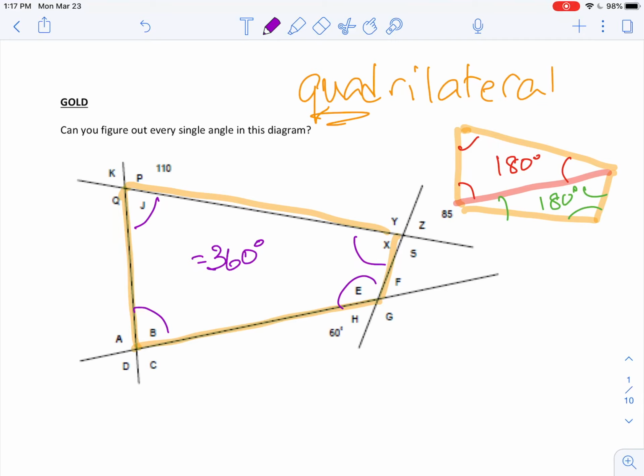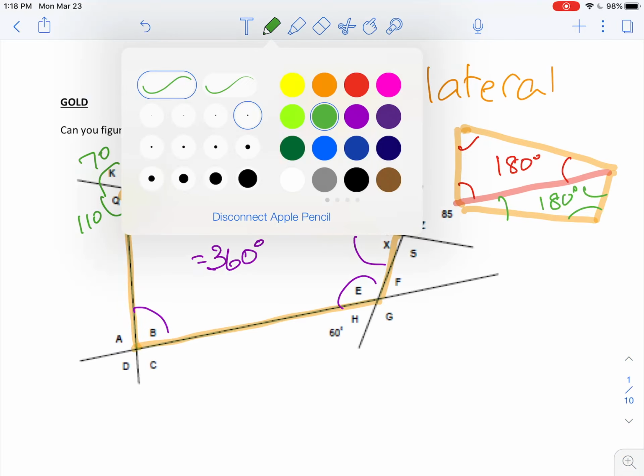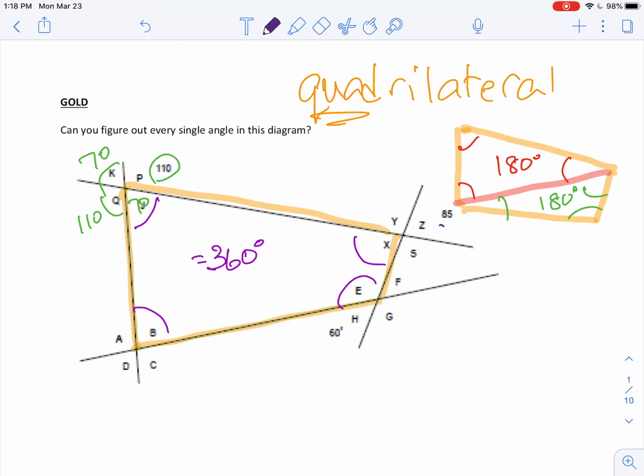And that was the trick here. Everything else is pretty much straightforward. So let me go through this for you. In this corner right here, we have 110 here, so this is 110. These two angles have to equal 180, so that means 70 degrees here, and then of course 70 degrees down here.